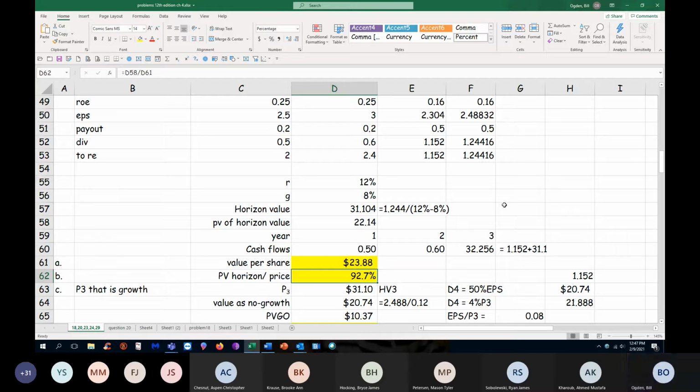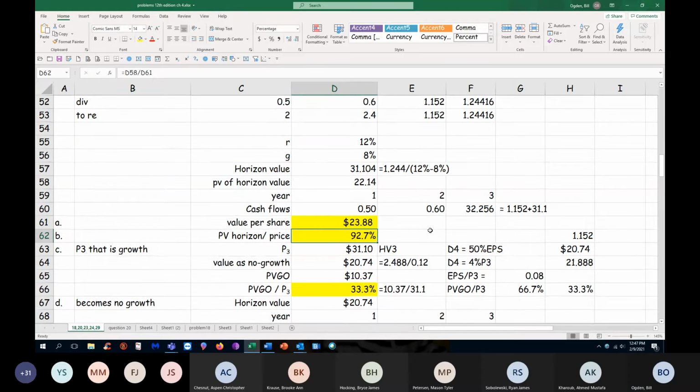All right. So let's continue. What part of the value reflects the discount? Oh, we did that. Sorry. Next page. Part C. What part of P3 reflects the present value of the growth opportunities PVGO after year 3?